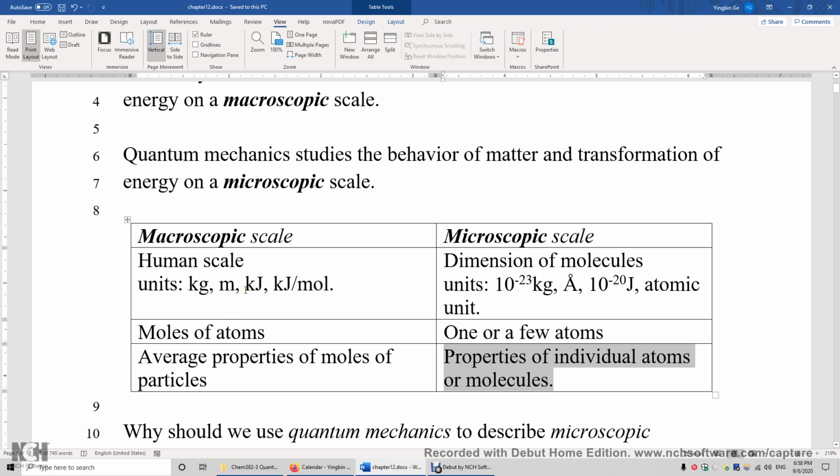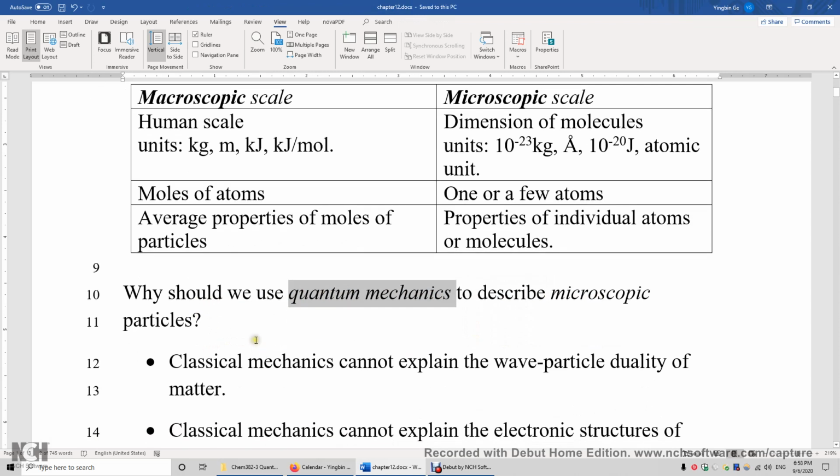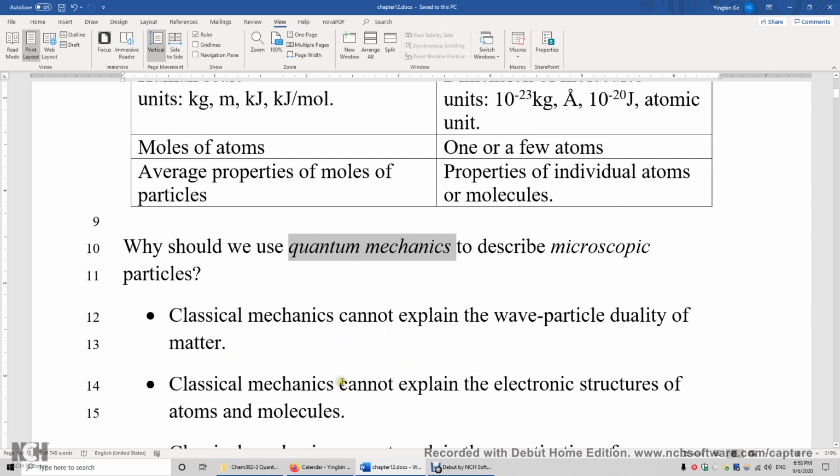But why do we use quantum mechanics to describe the microscopic particles instead of classical mechanics? Well, classical mechanics cannot explain the wave-particle duality of matter. Classical mechanics cannot explain the electronic structures of atoms and molecules. Electrons are simply not classical particles.